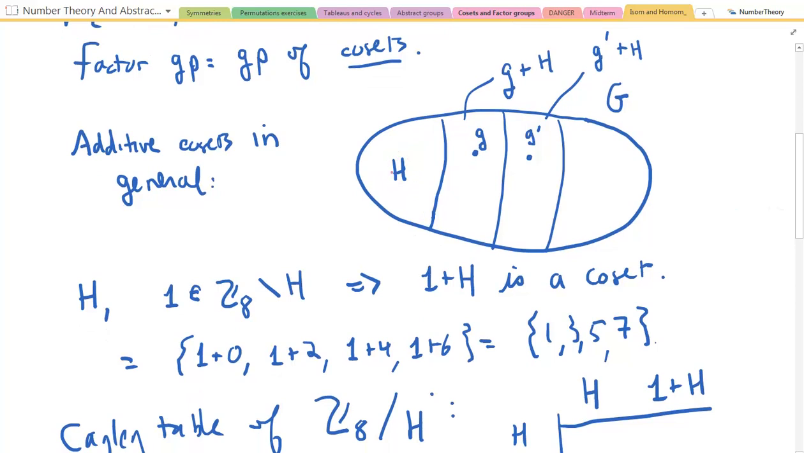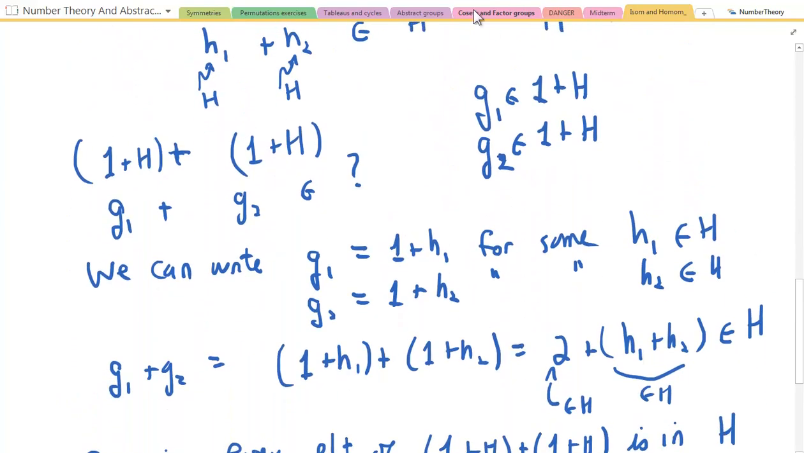First, you take the subgroup, then you take an element that's not in that subgroup but is in the big group, and you add that to every element in the subgroup. And you keep doing that until you exhaust all the elements of the big group. So what do we have here?